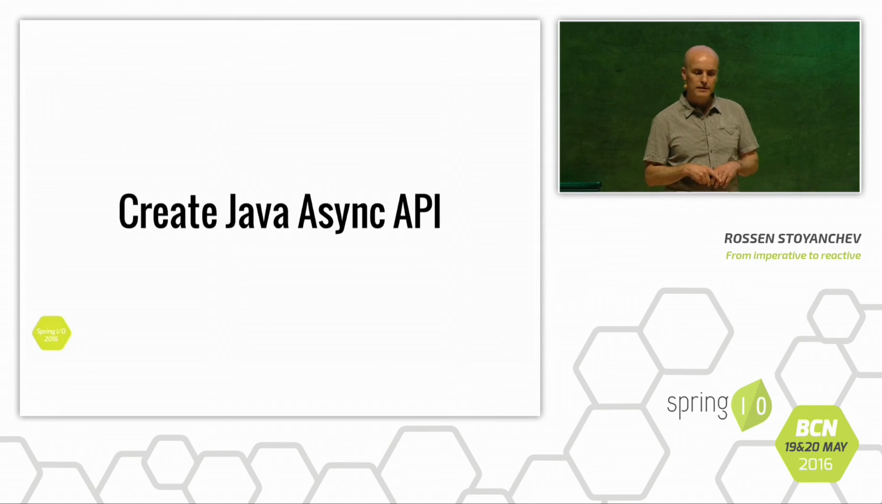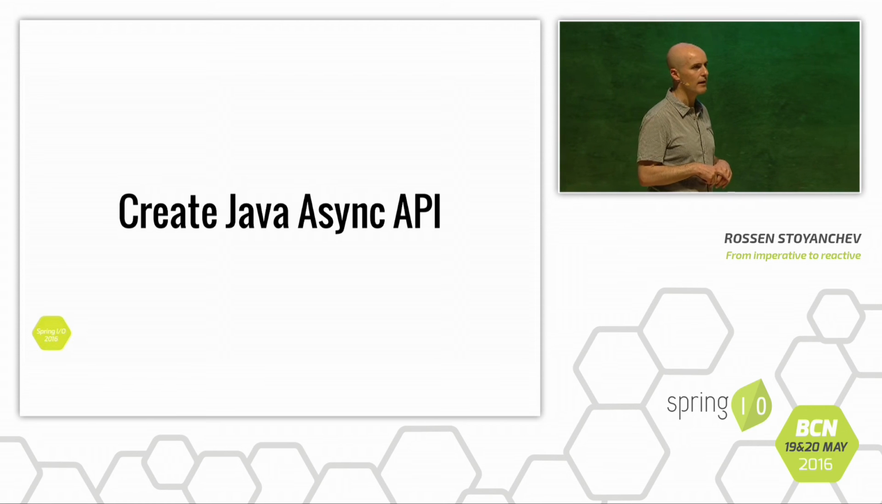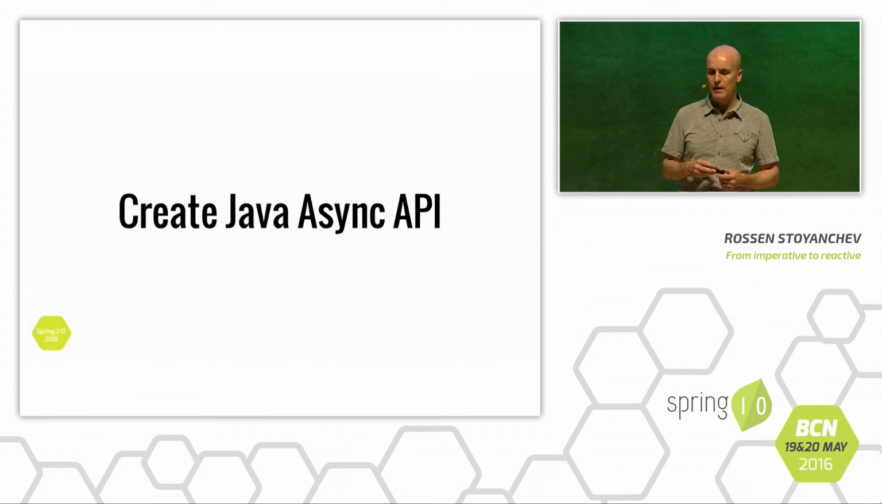So we've made different attempts to explain this in the past, but one of the most effective ways I've found is to talk about the process of creating a Java asynchronous API. How would we go about doing that?